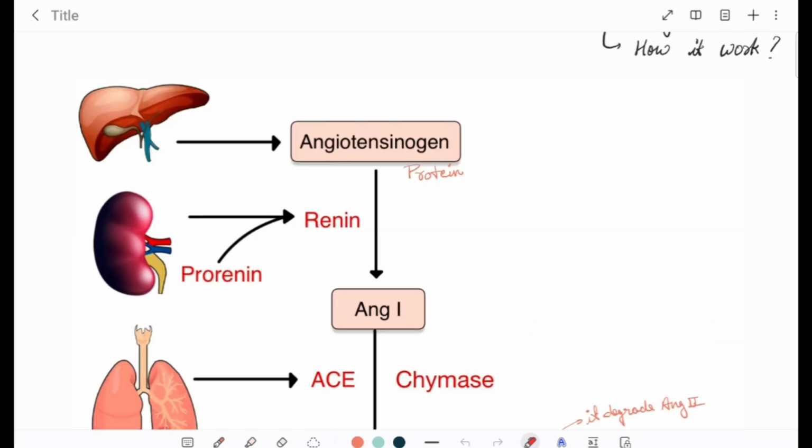So now the question is how this system works. Our liver makes a protein named angiotensinogen and secretes it in the blood. From our kidney, prorenin is secreted, which will convert into renin, and this renin helps the angiotensinogen protein convert into angiotensin 1. This is all happening in our blood.